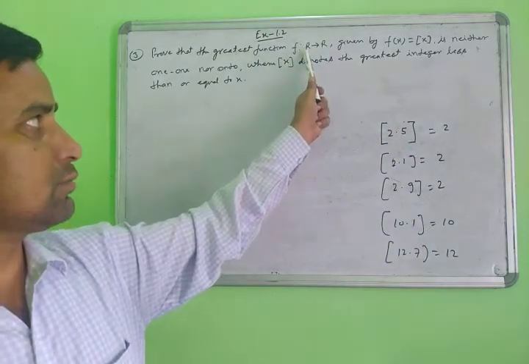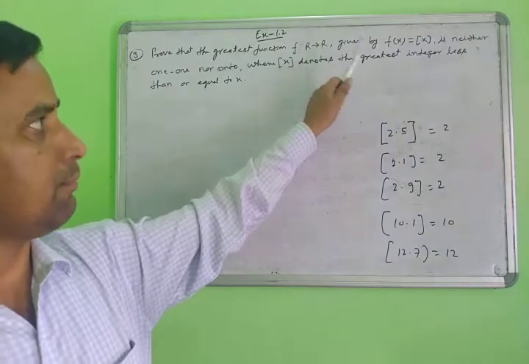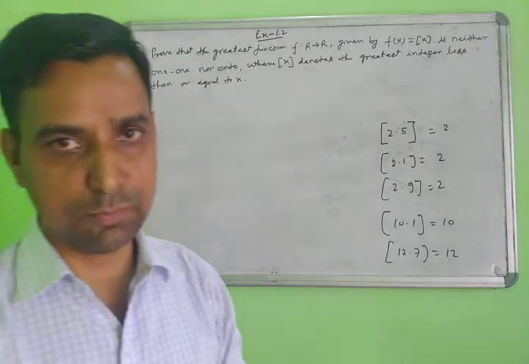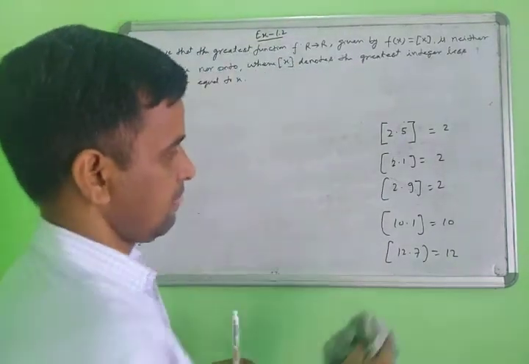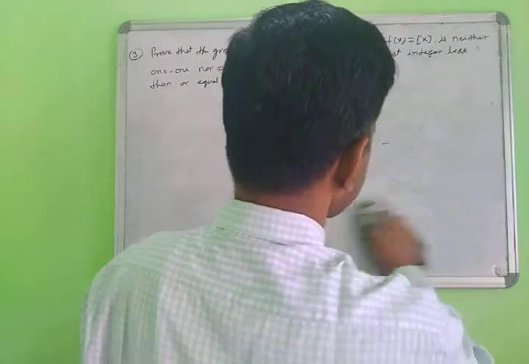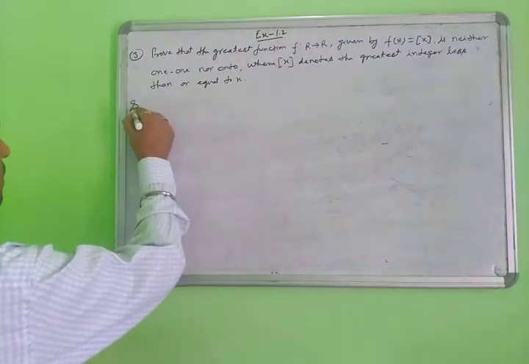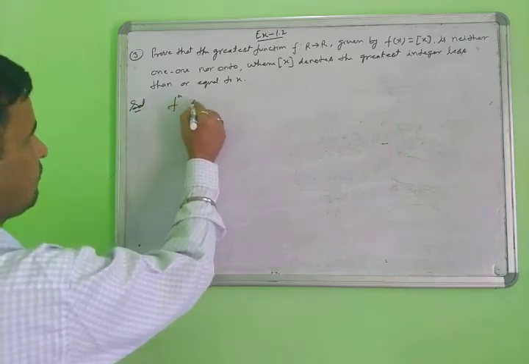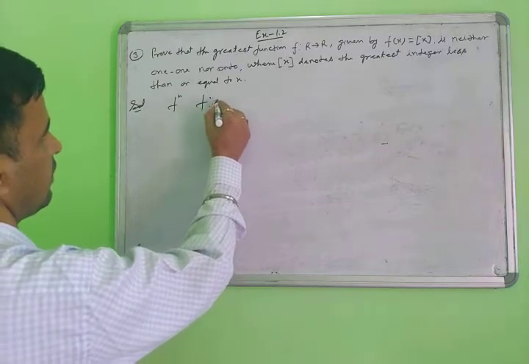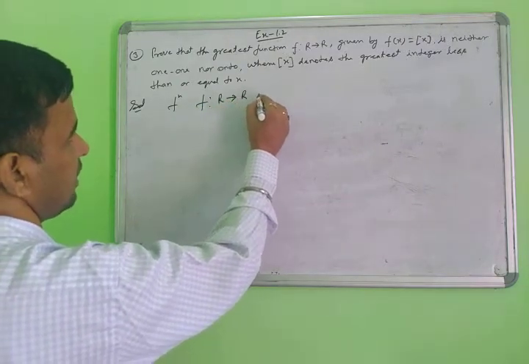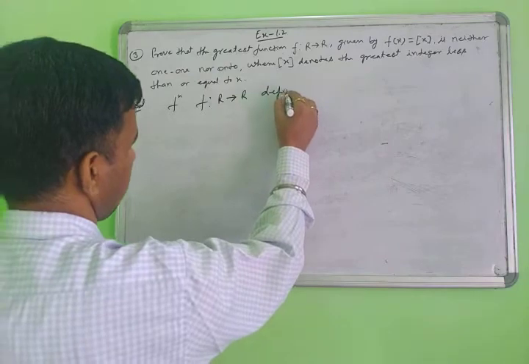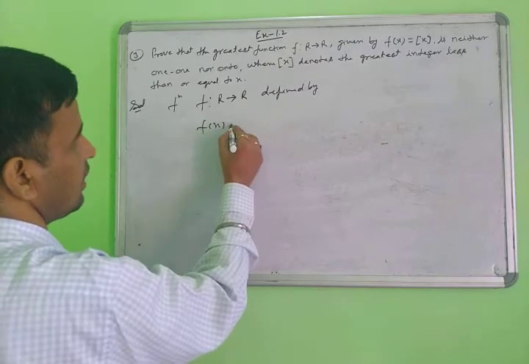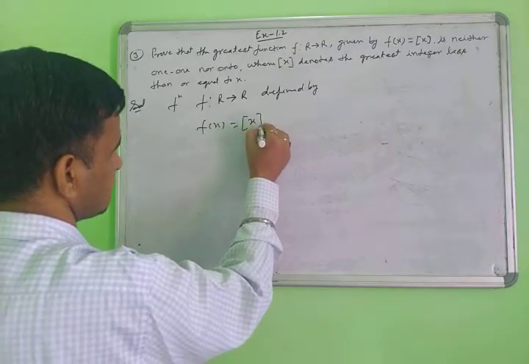So in this condition, when domain and codomain are real numbers, we will check whether this function is one-one or onto. Yes, now start the solution. Solution: what function is given here? The function f from the domain of real numbers is defined by f(x) equals the greatest integer function of x.